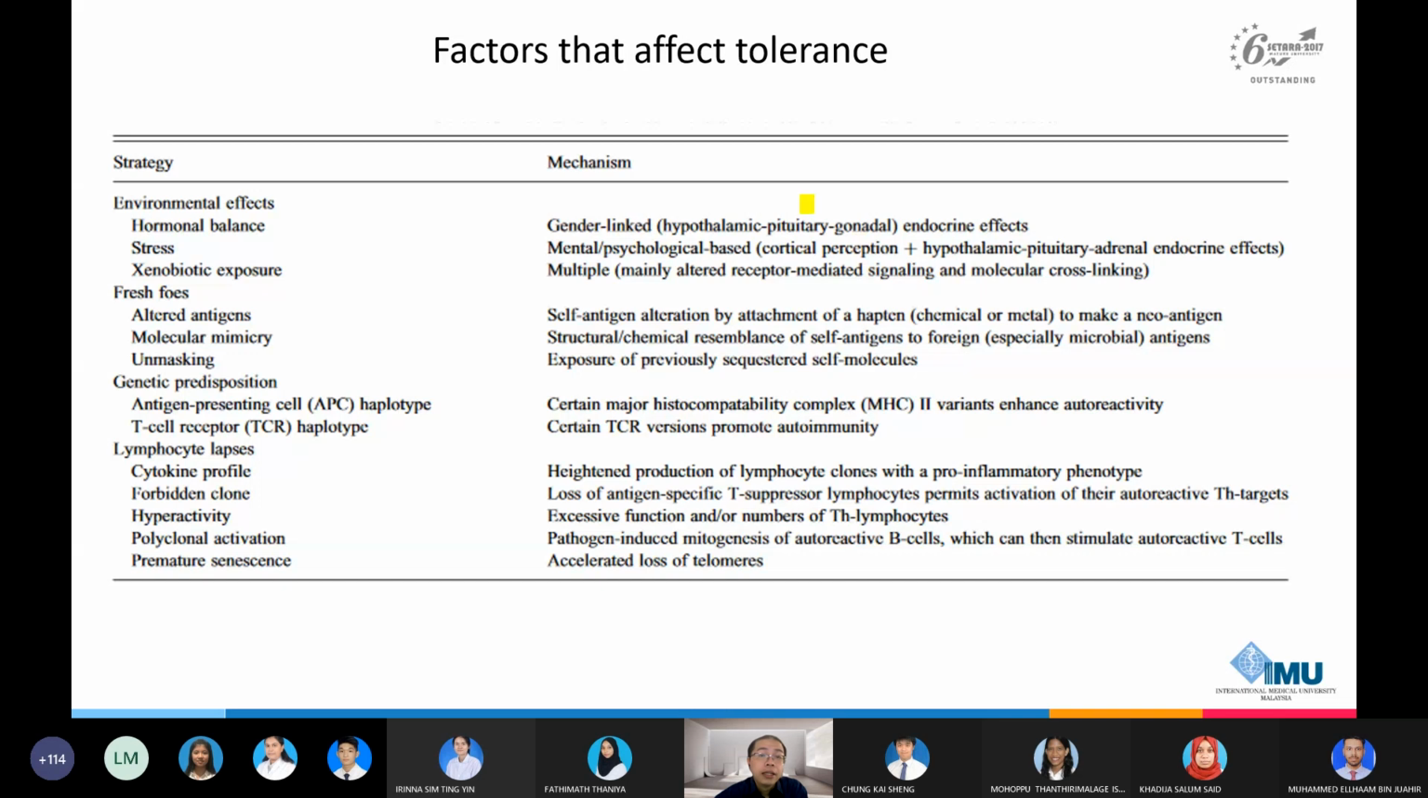There are many factors that can affect tolerance. This is a very good table that I found, even though some of the terms here you probably haven't encountered before. What's most important here is this one and this one. Altogether, you can group them as environmental. This one at the bottom here is genetics, or internal factors.